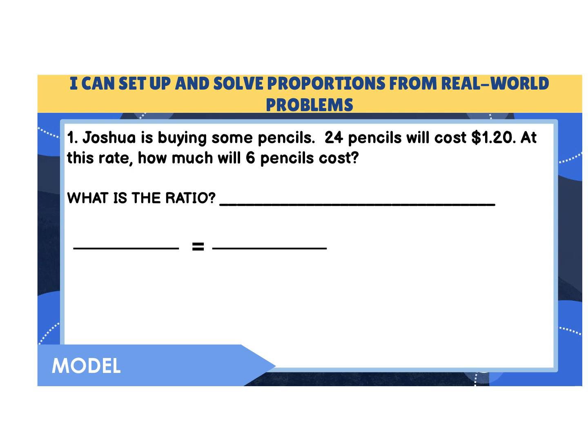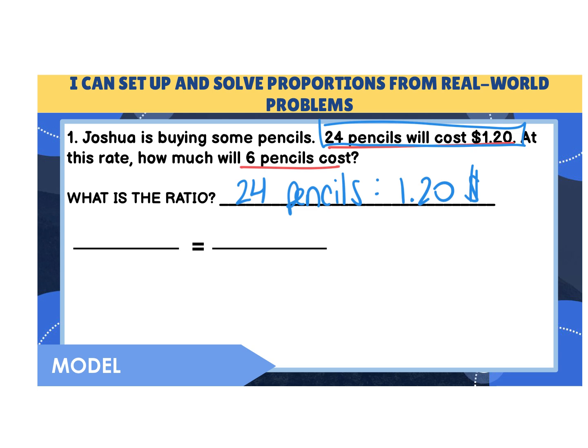Question number 1 says, Joshua is buying some pencils. 24 pencils cost $1.20. At this rate, how much will 6 pencils cost? Well, we first want our ratio. 24 pencils will cost $1.20. So I'm going to write 24 pencils to $1.20. And I'm going to write that ratio as a fraction.